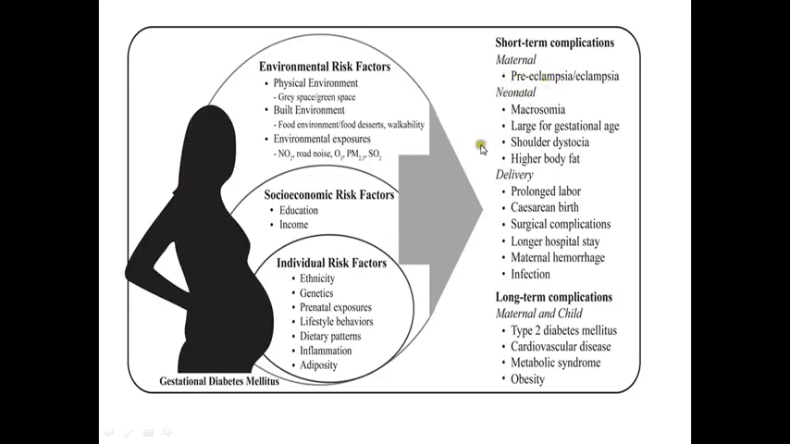In the baby, it can be macrosomic, a large size baby, or large for gestational age, which may result in shoulder dystocia. This happens during delivery of large babies, where the shoulders get displaced because of that. The baby can have higher body fat. Delivery can become very difficult.